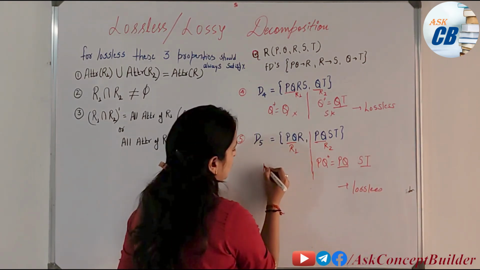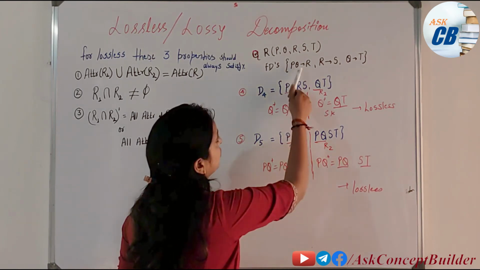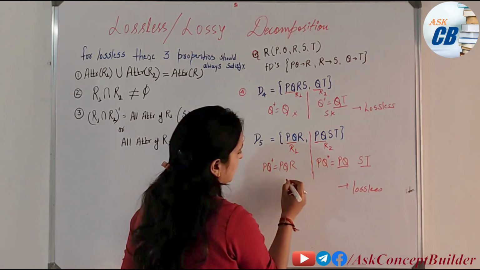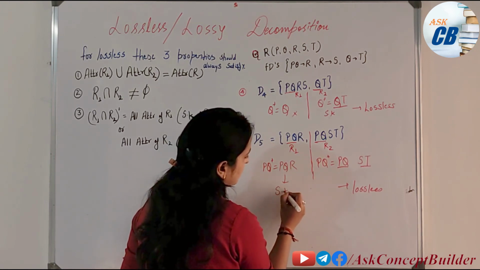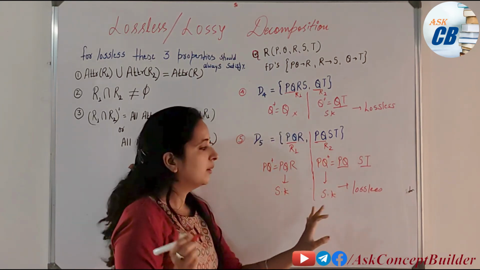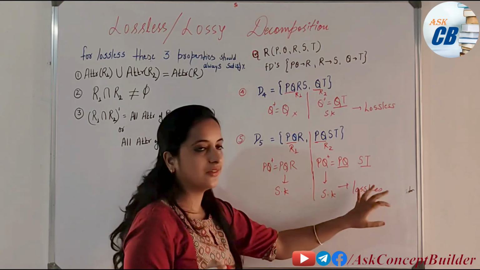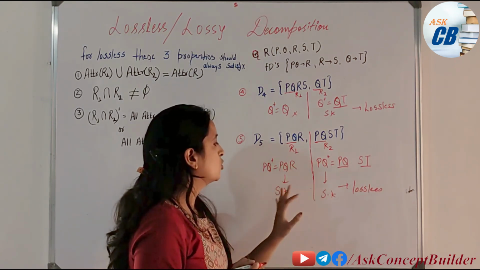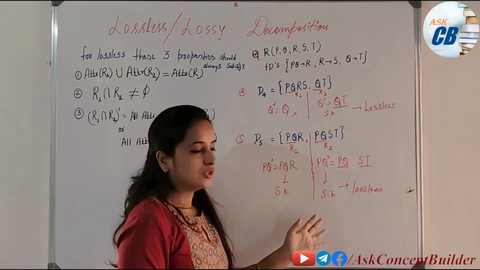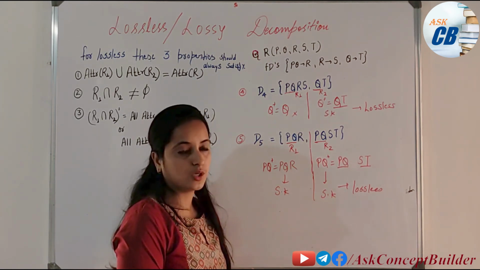Now see, PQ will derive PQ, and PQ is deriving R also. So this PQ is the super key for this relation also, and this PQ is the super key for the other relation also. Here, seeing it for only one, we directly said that this is our lossless decomposition. But when it is a super key for both, then also it is fine, and we can say that this is our lossless decomposition.